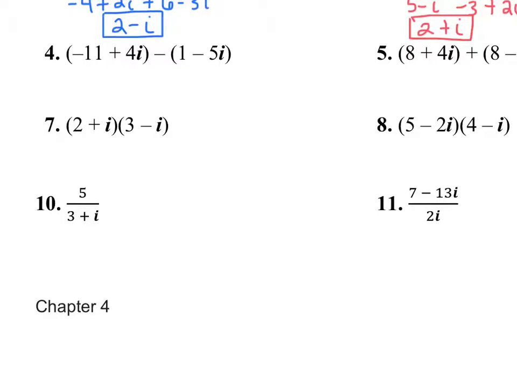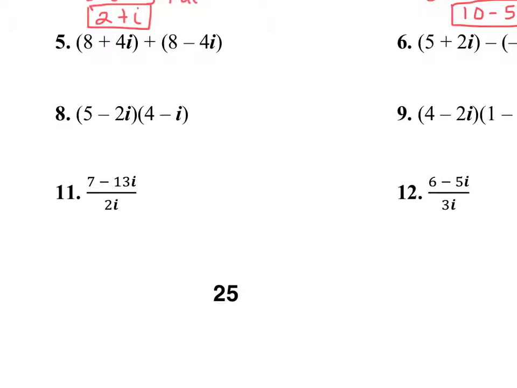Number 4, we're subtracting again, so we need to distribute the negative. So it's actually subtracting 1 and then subtracting a negative 5i, which is adding 5i. Since I distributed the negative, I can drop parentheses. Combine like terms. Negative 11 minus 1 is negative 12. 4i plus 5i is plus 9i. So A is negative 12 and B is 9.